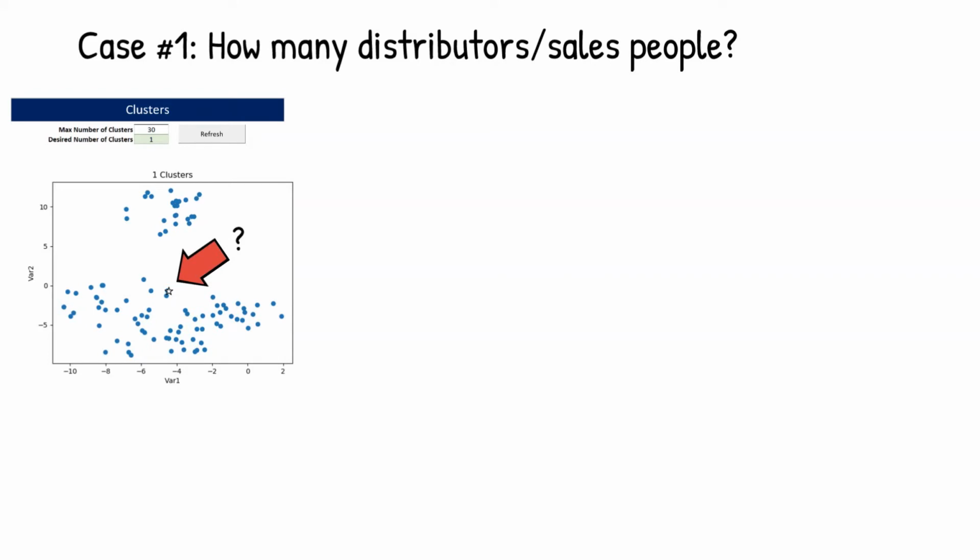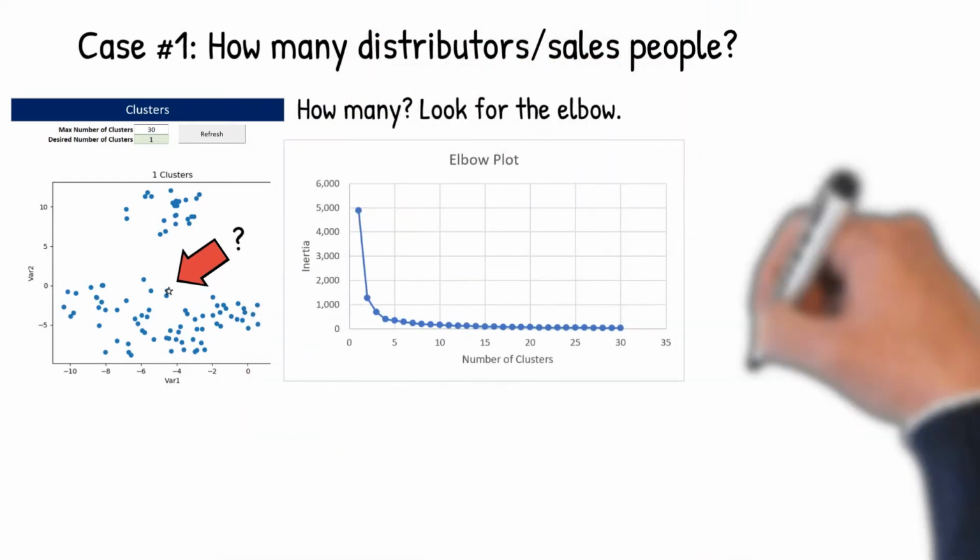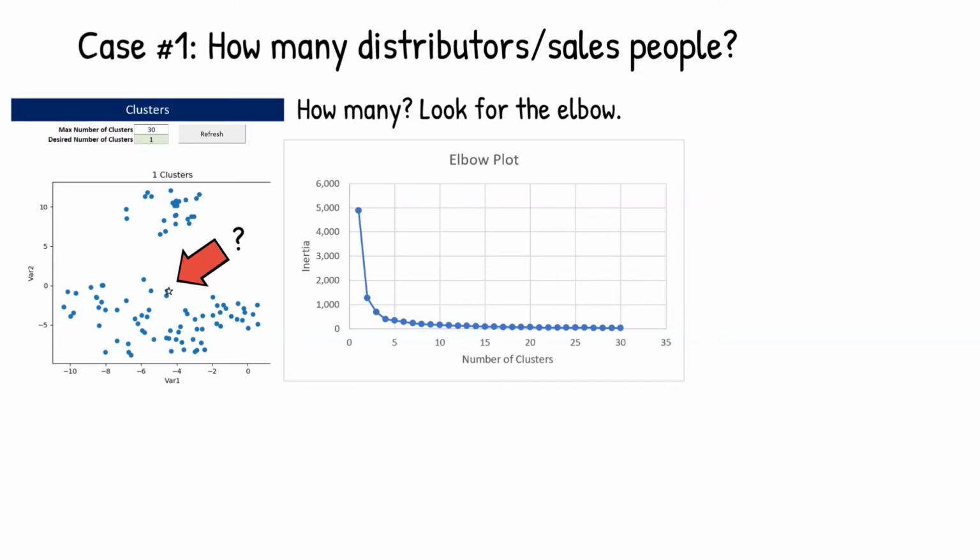Question, is 1 the right number of distributors? Or perhaps there are clusters of customers, and in each cluster I could have one distributor. Well, typical statisticians will use something called an elbow plot. If there's only one cluster, we'll notice that there's high inertia. There's a lot of distances that have to be traveled by the various customers to get to that distributor.